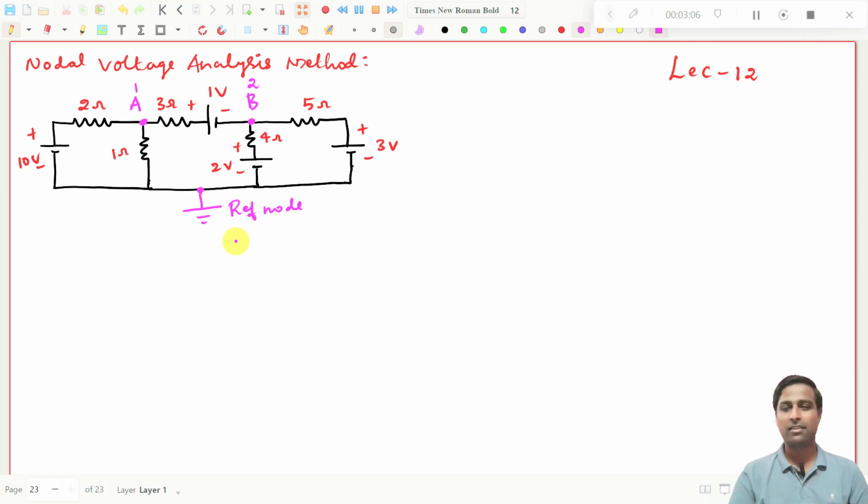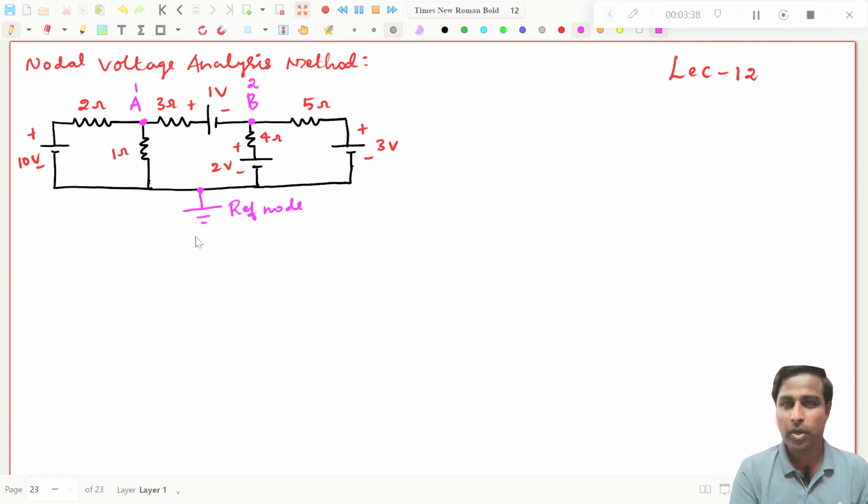Always you have to take any one node as a reference node. It may be this or this. This can also be considered as reference node. That is up to you. Because this is a common point to all the negatives, I will consider this as a reference node. Reference node can be assumed by us, no problem, right? So now you see, I am going to solve this problem using matrix method.